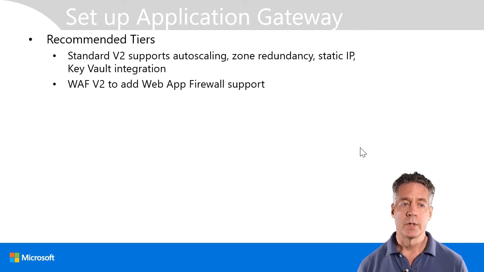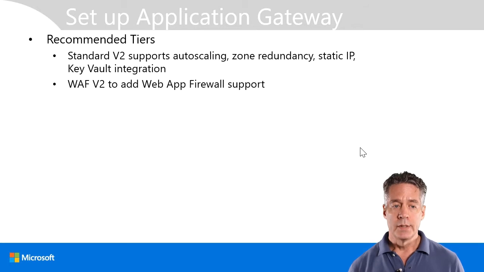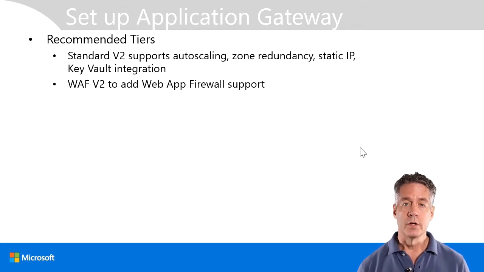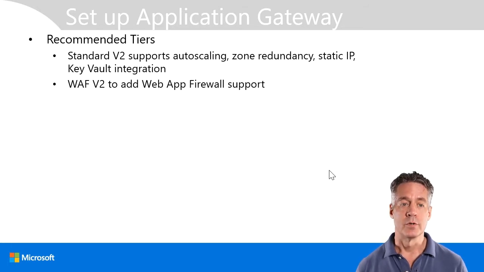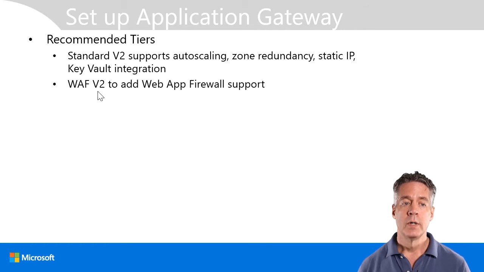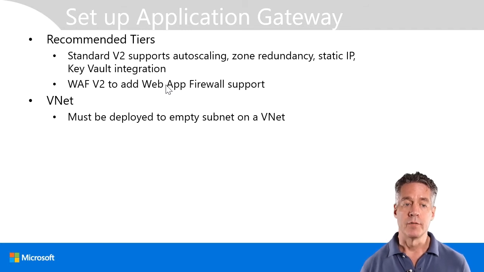So when you set up an Application Gateway, which I'll do in the portal in just a moment, there's a couple of tiers. There are V2 tiers, and those are recommended because they just contain more features than the original tiers for Standard and WAF. So Microsoft recommends Standard V2 and WAF V2. You must have a VNet chosen when you set up Application Gateway, and you have to deploy it to an empty subnet. So the subnet is used by Application Gateway to be able to create multiple instances if they're needed.